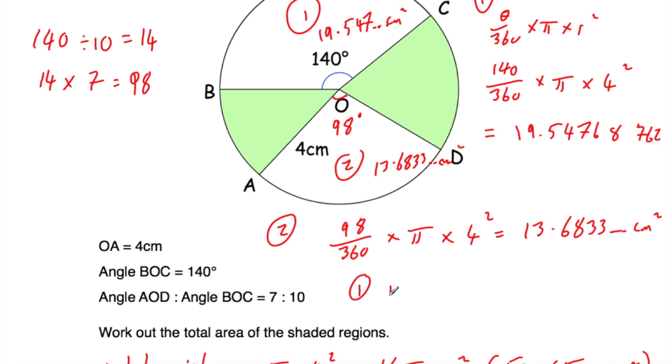So 1 plus 2, this area plus this area, is equal to 476 over 45 pi, or 33.23106896 centimeters squared. So that's what we get when we add this area together with that area. And then if we take it away from the whole circle, the 16 pi, that'll tell us what's left for the total area of the shaded regions. So let's work that out.